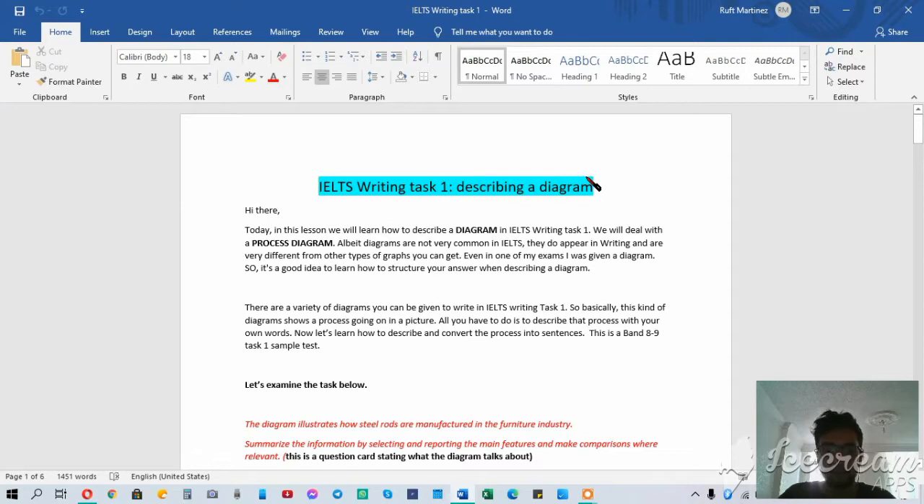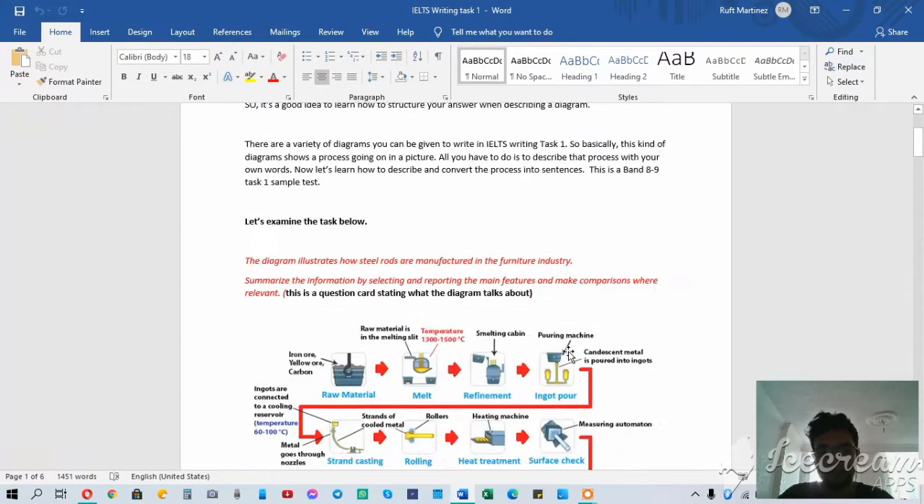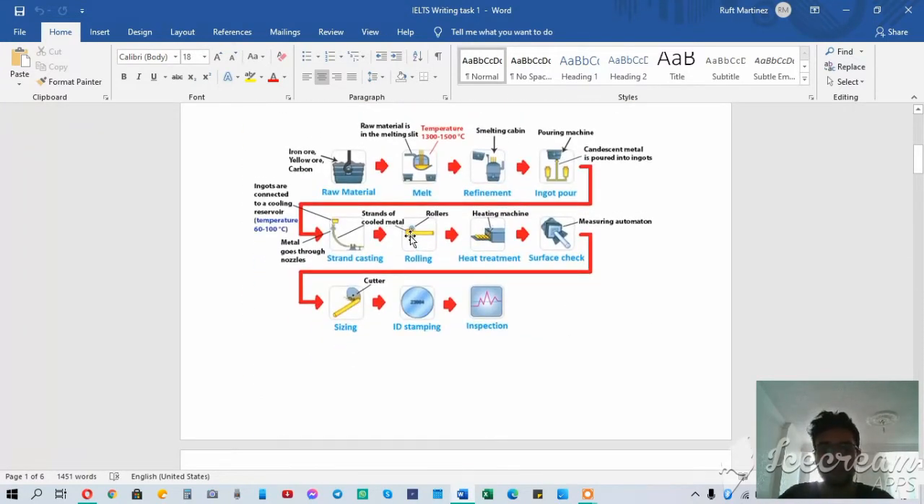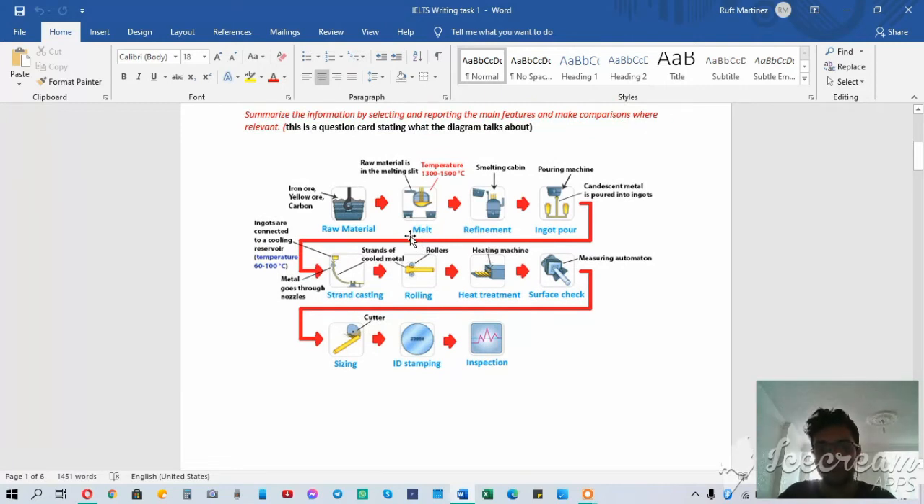There are different types of diagrams. As you can see here, we have a diagram. It's the process diagram, which means there is a process, and we need to define this process. We need to write sentences and show how the process goes around.